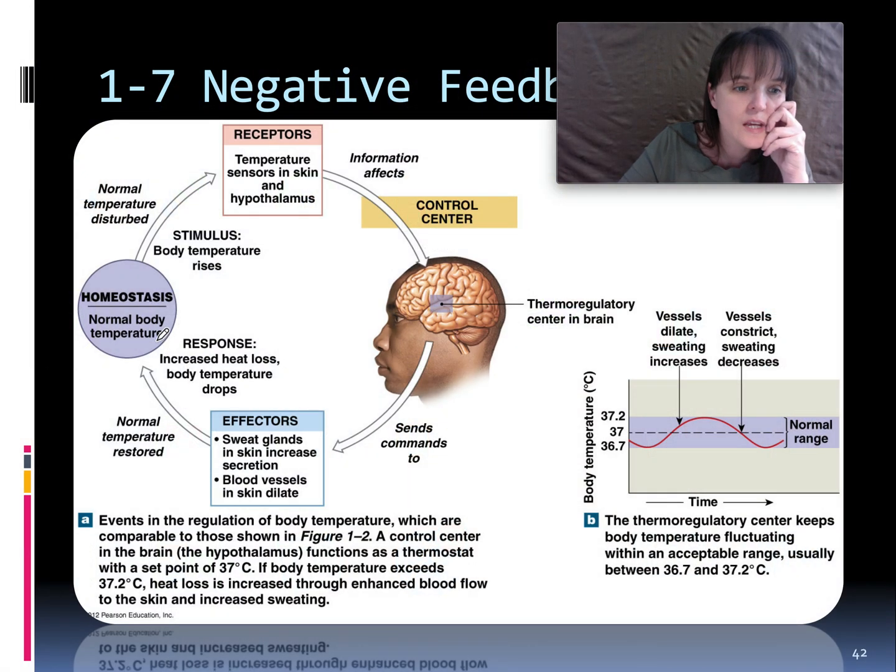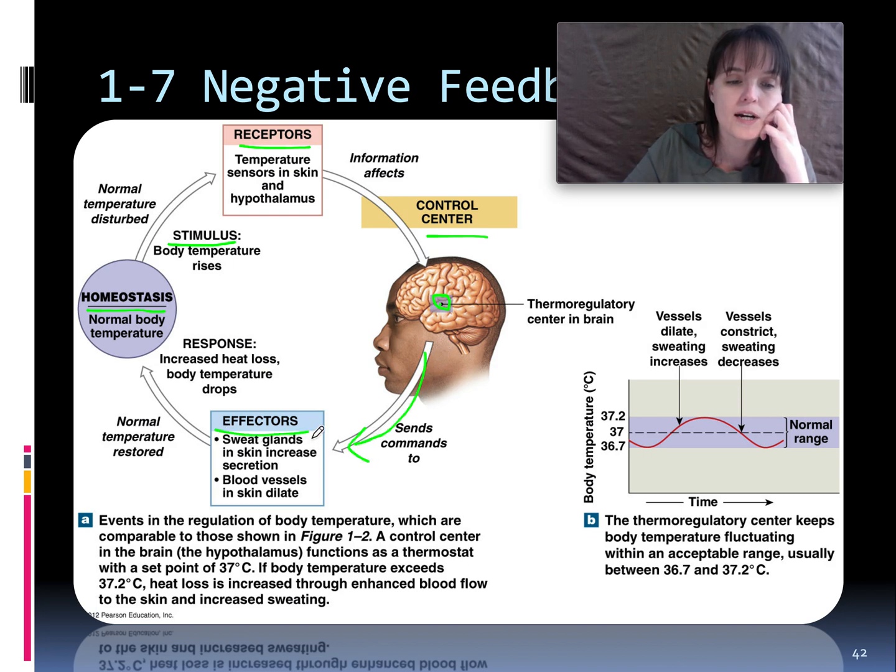Okay. So for you, homeostasis is normal body temperature. The stimulus is your body temperature rises. Maybe you're outside in summer. The receptors here are the temperature centers in your skin and in your hypothalamus, which is inside your brain. And that affects the control center, which is in your brain. And that makes a decision, as it were, and sends a command to the effectors.